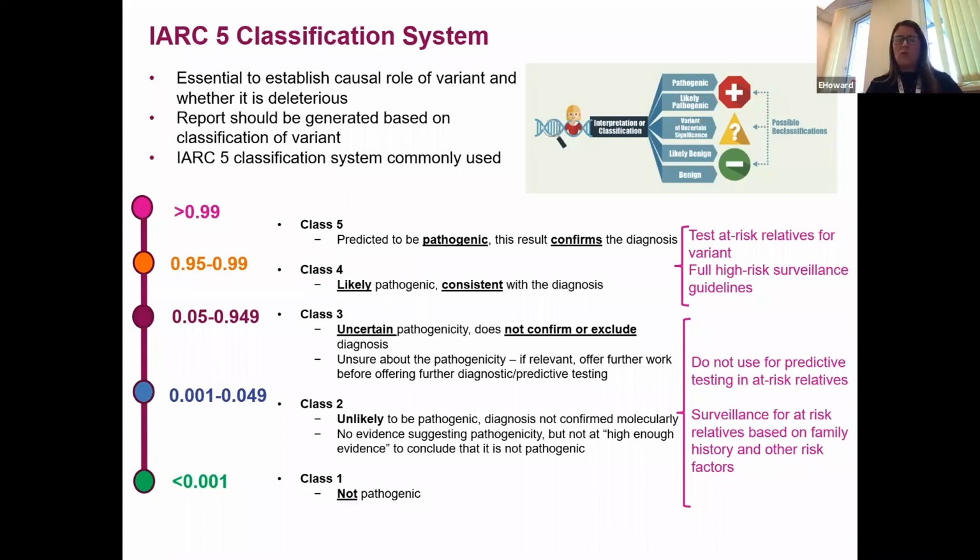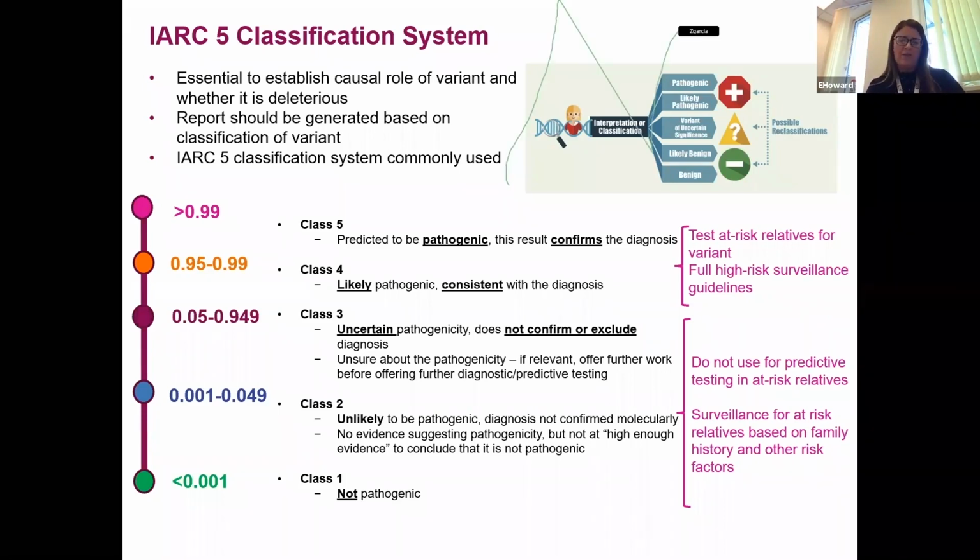Following on from that, class 3 is defined as uncertain pathogenicity, and it does not confirm or exclude a diagnosis. So we're uncertain, with the evidence that we've collated, if this is a pathogenic variant or not. For those variants, quite often clinicians will carry on with surveillance for the patient. And then we've got the 2 higher classes, class 4, which is defined as likely pathogenic or consistent with a diagnosis, and class 5, which is predicted to be pathogenic, and this result confirms the diagnosis.